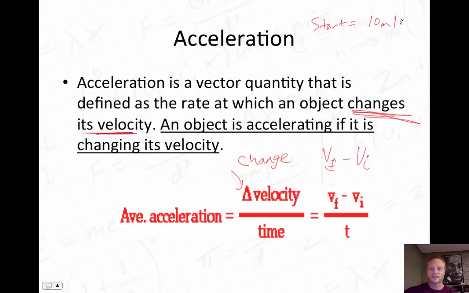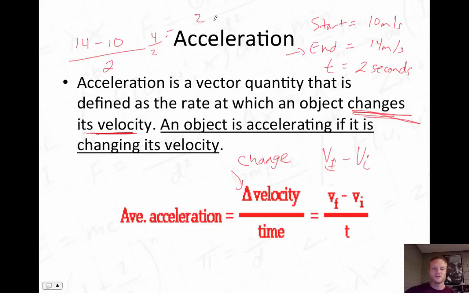So if we go back to my example, let's say I start moving to the right at 10 meters per second, and I end moving to the right at 14 meters per second, and let's say this takes me 2 seconds to do this. If I were to calculate my acceleration, I would take my ending velocity, which is 14, minus my starting velocity, which is 10, divided by how long it took me to do that, 2 seconds. So 14 minus 10 is 4 over 2, and that would be 2 meters per second squared. Meters per second squared are the units for acceleration, and that would be my acceleration. I basically am speeding up by 2 meters per second every second.